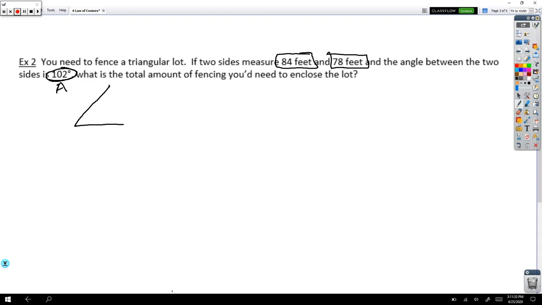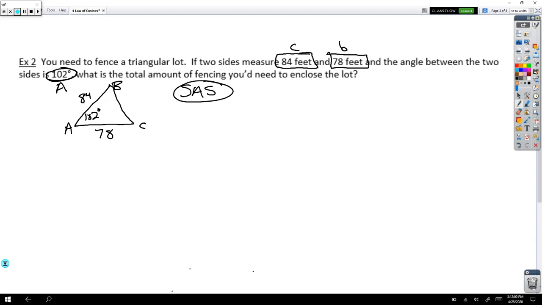So setting up my triangle here, we have 102 degrees, BC. So I'm going to make side C 84 and side B 78. Again, it doesn't matter if you had it the other way around, you would get to the same answer using the law of cosines. So this is an SAS triangle.